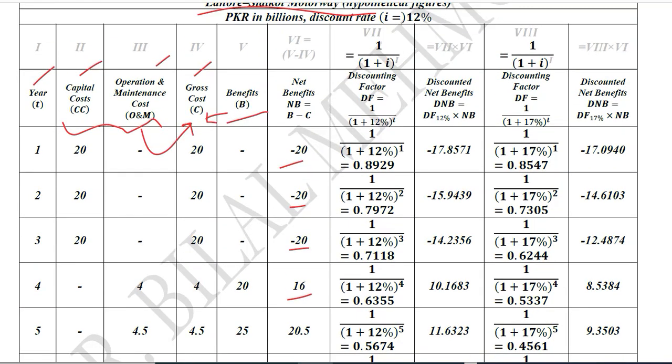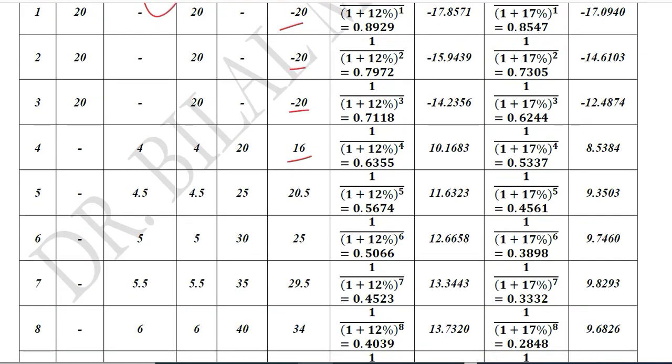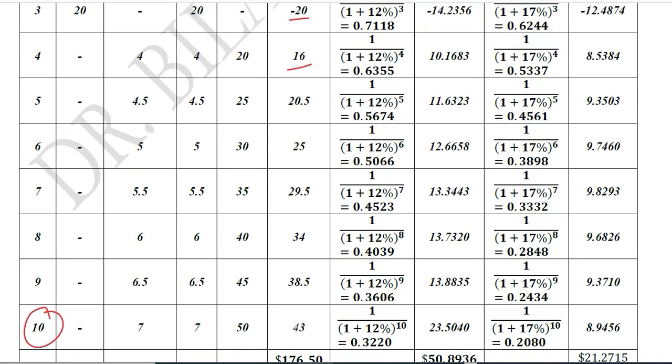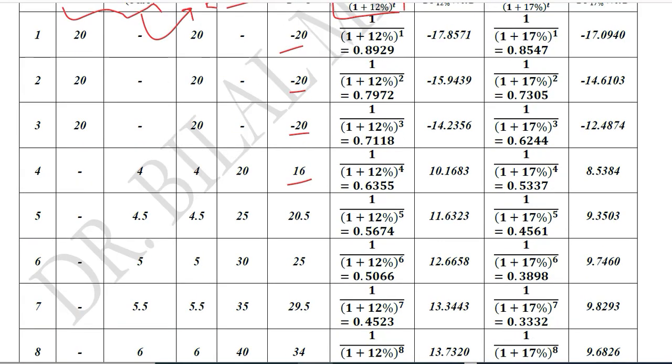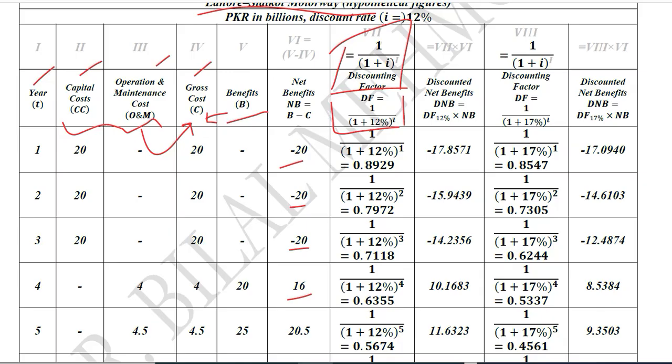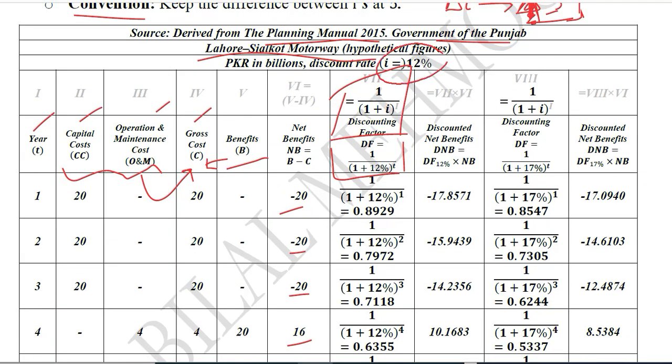So after this we can do the discounting, for which we have the discounting factor, which we have done before multiple times, how to calculate the discounting factor. And you can see that we have calculated it for 12%, because for 12% we have the convention, and we use it whenever it is not given. In this case it is already given.